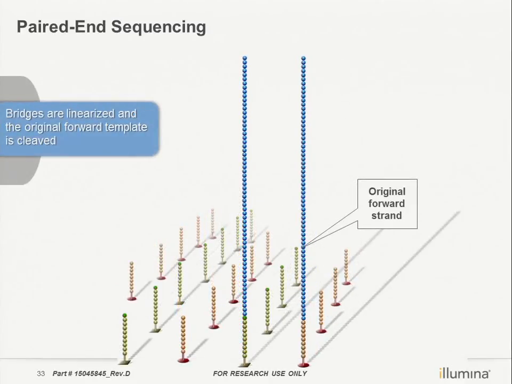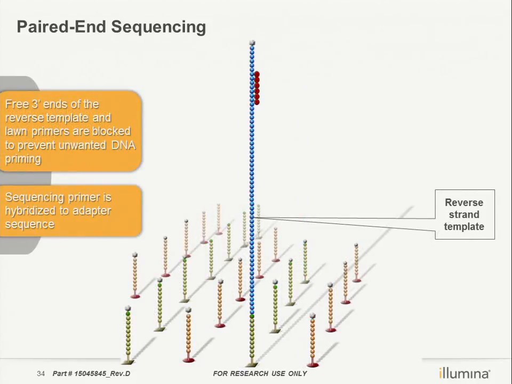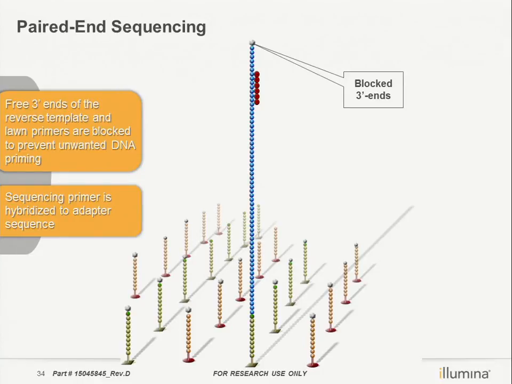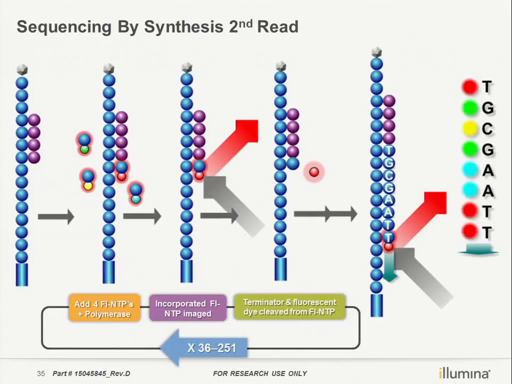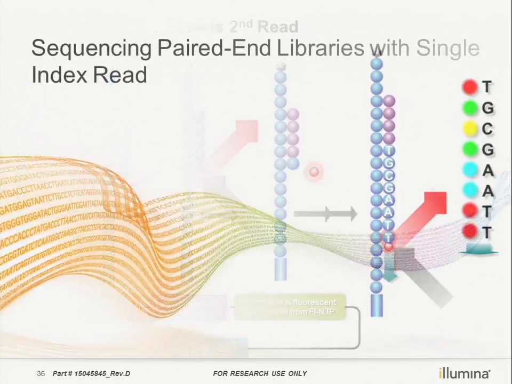And then we linearize the strands. So this is the original strand, the one that we have already sequenced. Okay. And then we are going to cleave this away. What is left over is the reverse strand. After that, we'll have the sequencing primer bind again, and we have our block and the binding of the sequencing primer, and then we'll repeat the sequencing by synthesis step.